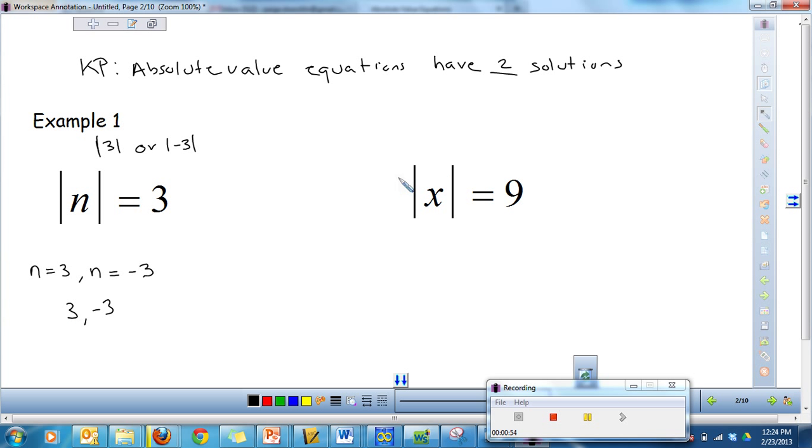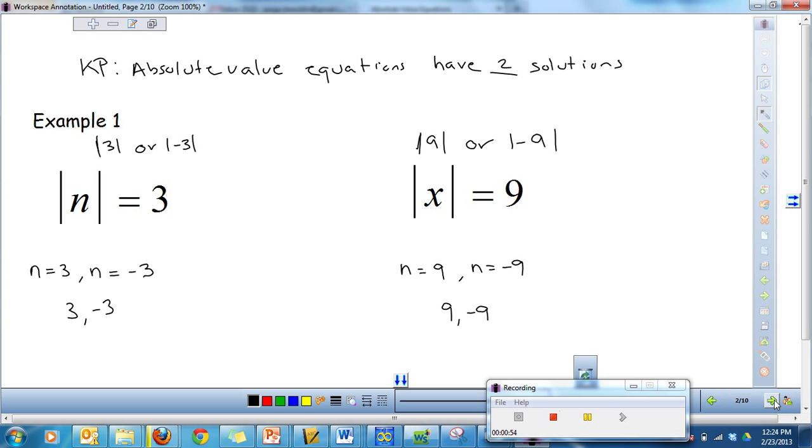So what could the x be? Well, we know that the absolute value of x gave us 9, so we could have had the absolute value of 9, which gives us 9, or we could have also had the absolute value of -9. So again, we're going to have two solutions. We could have either that x is 9 or that x is -9. And you could, again, see it written two different ways.